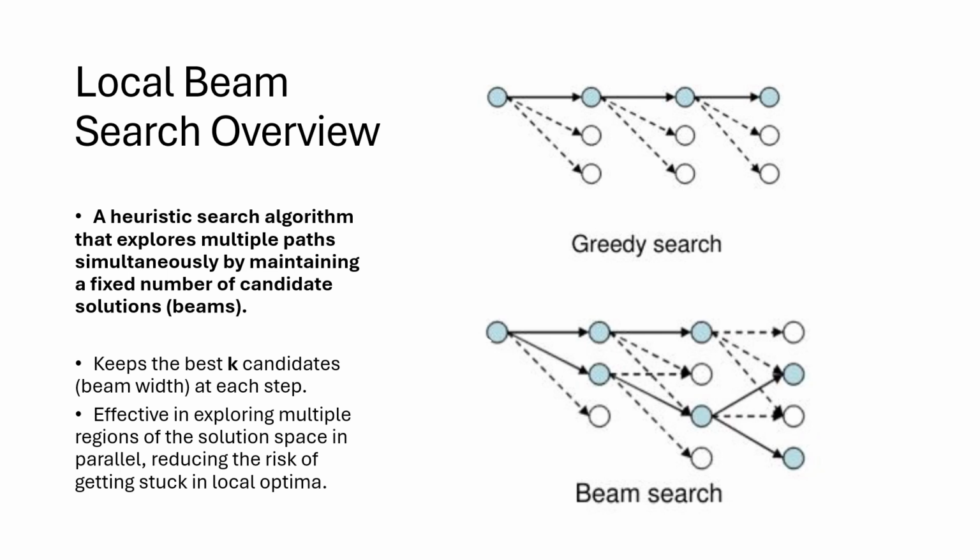In greedy search, the focus is on a single path, which might lead us to a suboptimal solution if that path reaches a dead end. On the other hand, beam search evaluates multiple paths, ensuring that we keep exploring promising areas of the solution space. The key here is the concept of K candidates or beam width. At each step, we only retain the top K solutions based on heuristic evaluation, and this strategy reduces the risk of getting stuck in local optima by diversifying the search space.